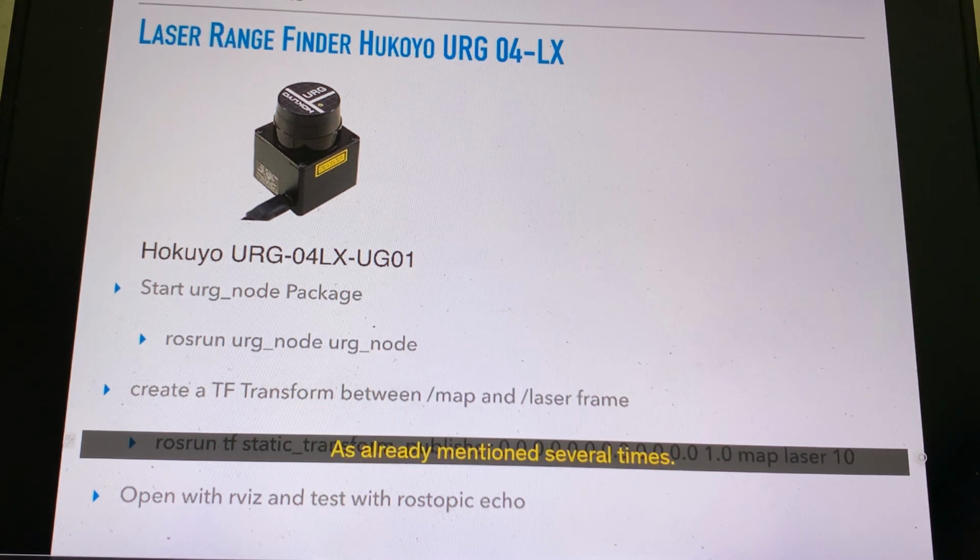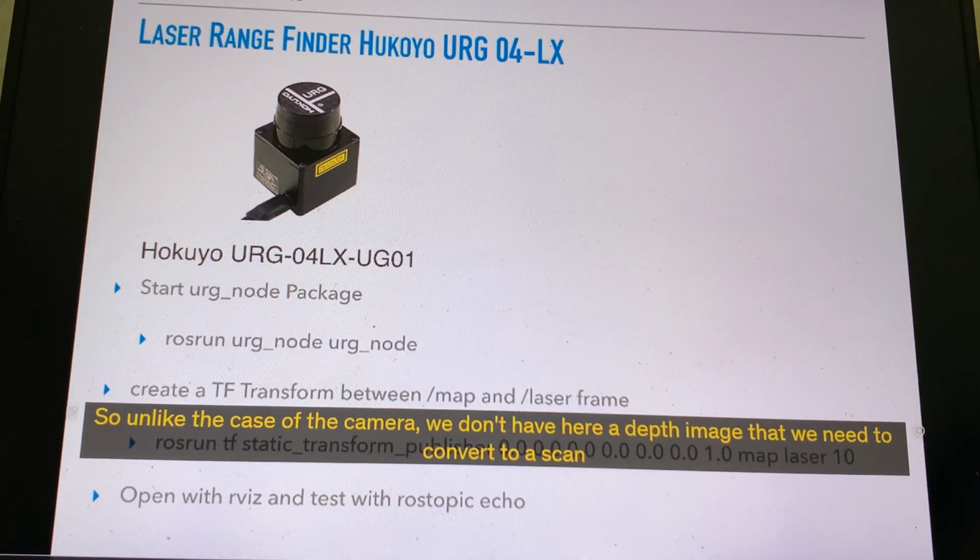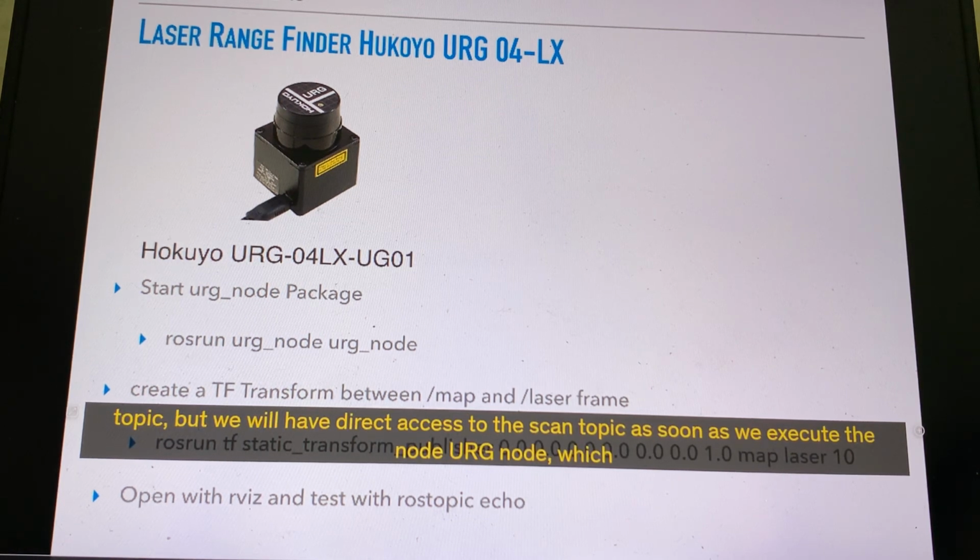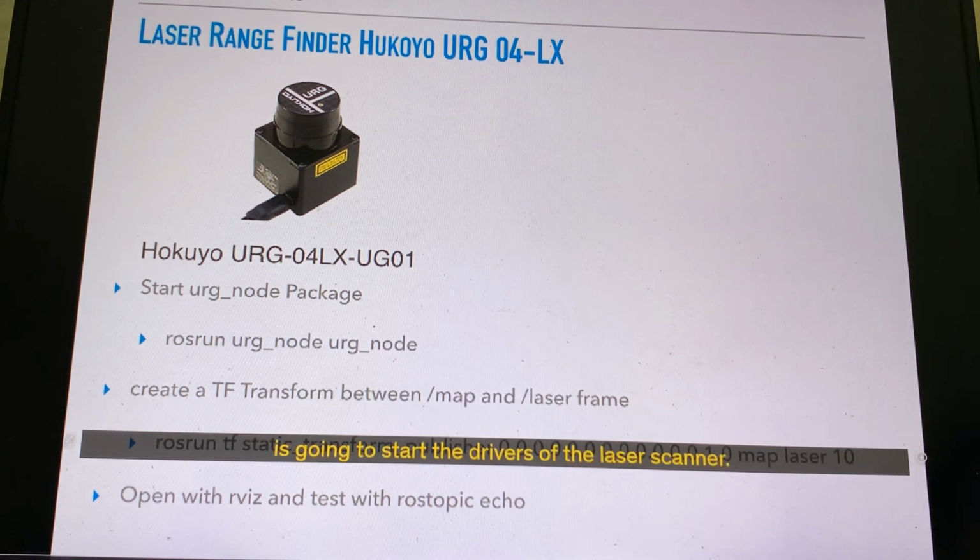And the scan topic, as already mentioned several times, is the common name of the topic for laser scanner data and information. So unlike the case of the RGB-D camera, we don't have here a depth image that we need to convert to a scan topic, but we will have direct access to the scan topic as soon as we execute the urg_node, which is going to start the drivers of the laser scanner.